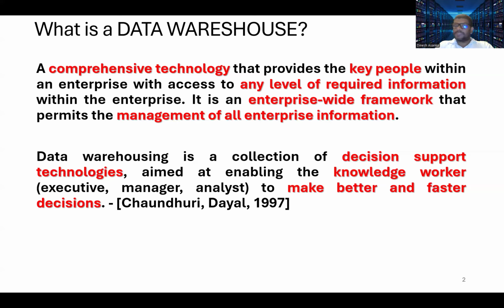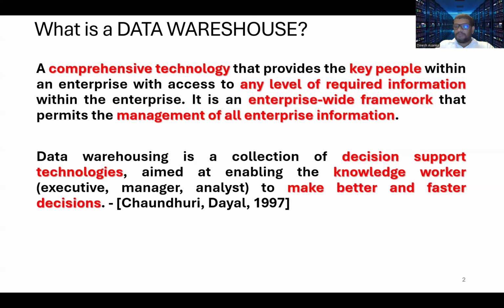If you look at the sources of data which we discussed last time, we have different information coming in. Some are external, some are internal, some are structured, some are unstructured, all are data. So in a data warehouse, we combine all this information. When it comes to this definition of a data warehouse, remember these 5 terms: comprehensive technology, key people, any level of required information, enterprise-wide framework, management of all enterprise information.